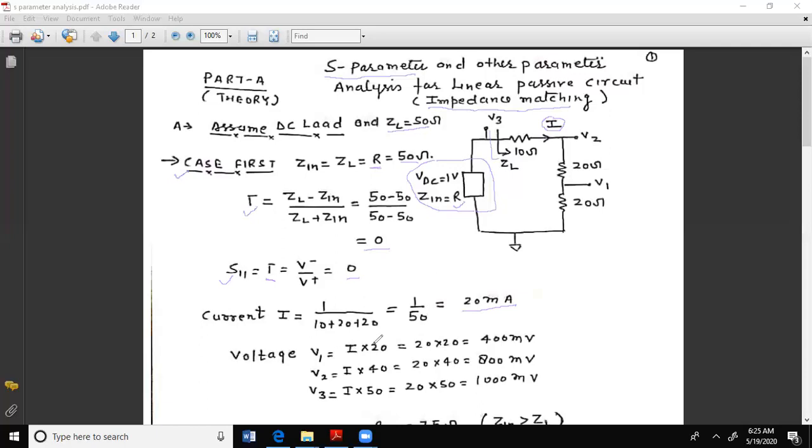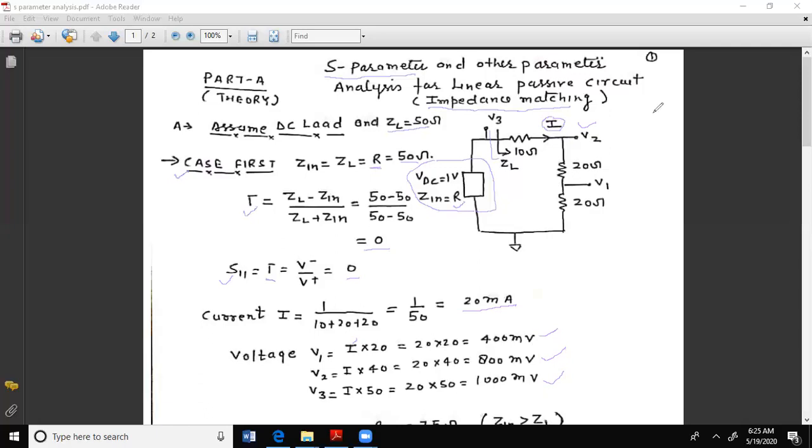Voltage V1 is the current in the circuit times the impedance at this terminal. This is 20, so the voltage at this point is 400 millivolts. If we take the voltage V2, the impedance at this terminal is 40, multiplied with the current, so this is 800 millivolts. And the voltage V3 is 10 plus 20 plus 20, a total resistance of 50, multiplied with I, so this is 1000 millivolts, or 1 volt.